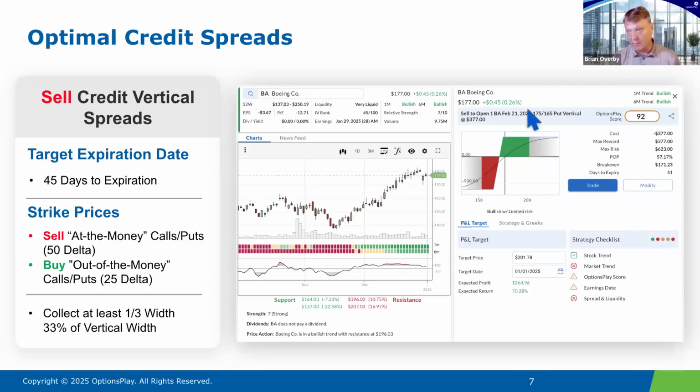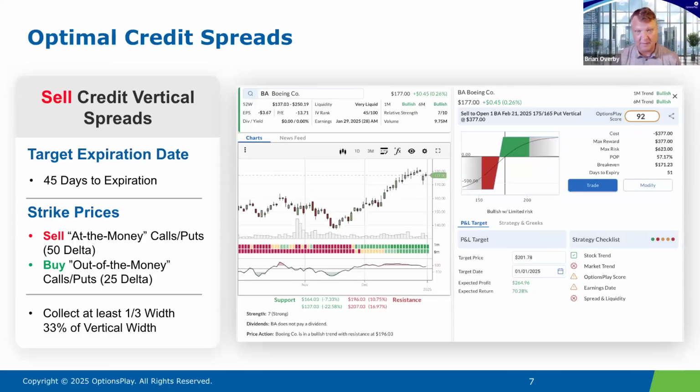Okay. So for example, here, $3.77 is the midpoint for this trade, or $377 per 1-by-1 spread. And that's how we want to enter it on the trading floor. We want to send this to the floor. I'm never going to enter a spread and just say I want to do it at the market, right? So here we're looking for a net credit of $3.77.